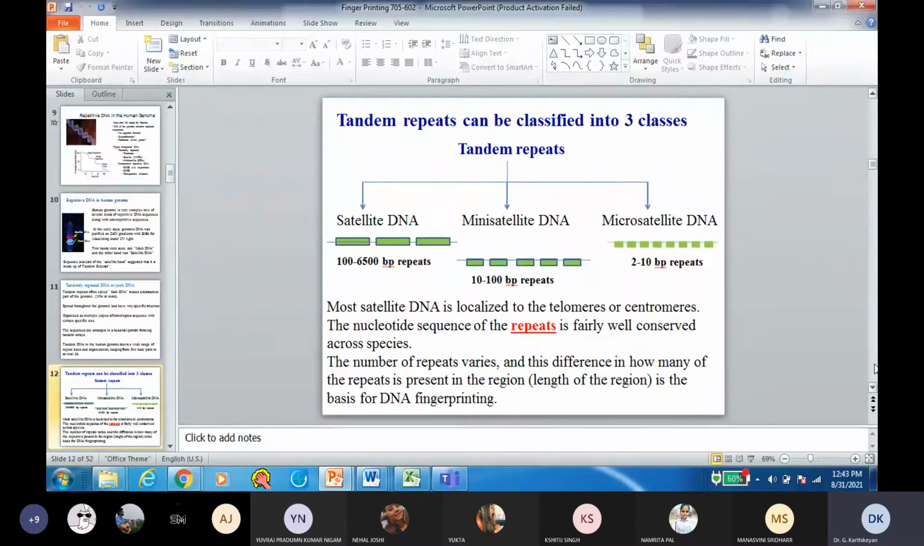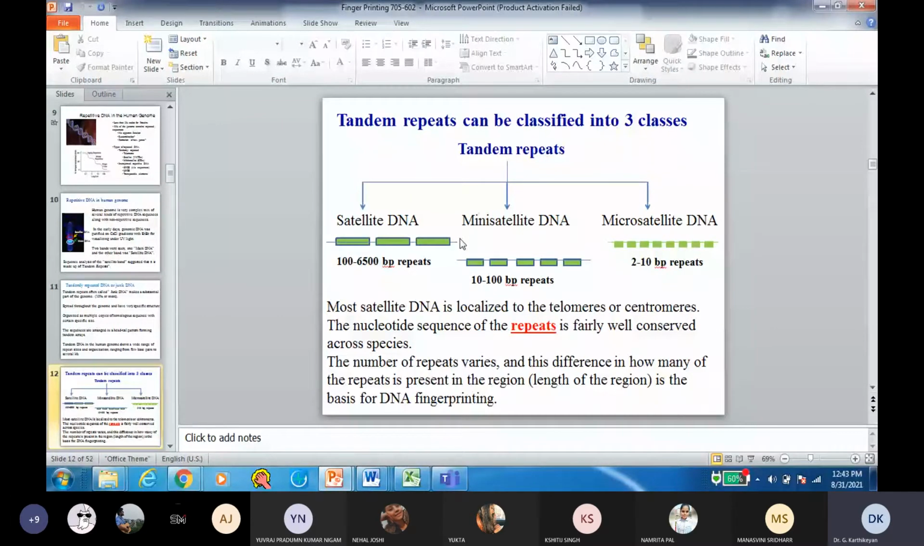One is called satellite DNA, then you have mini satellite DNA, and then you have micro satellite DNA. What is the difference between all these three? In satellite DNA you have 100 to 6500 base pair repeats. So the length of this green box can vary anywhere between 100 to 6500. Then this will be followed by another one of those repeats, and another. You can have multiple repeats.